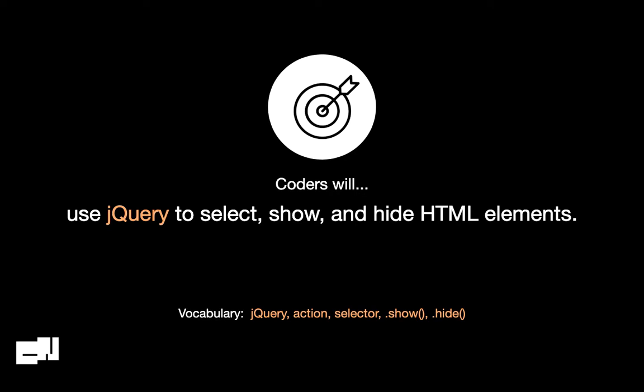Okay, so we're going to start with the 6.1 objective, which is that coders will use jQuery to select, show, and hide HTML elements. This is the first time that they are learning about jQuery. So that's one of our vocabulary words, along with action, selector, .show, and .hide.